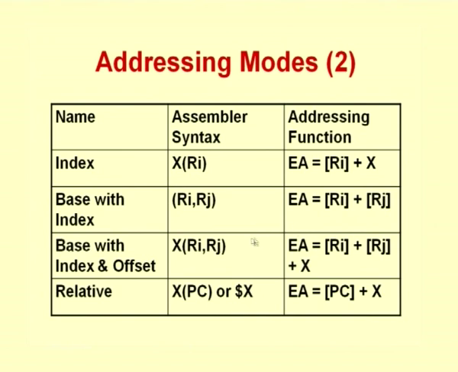Then you can have a combination of the base with index along with an offset. So, you say base with index and offset, in which case you refer to it as x of Ri comma Rj. Here we have three different values specified which are used to calculate the effective address. You take the contents of Ri and the contents of Rj, and to that we also add this index x. So, the effective address is calculated as contents of Ri plus contents of Rj plus x.